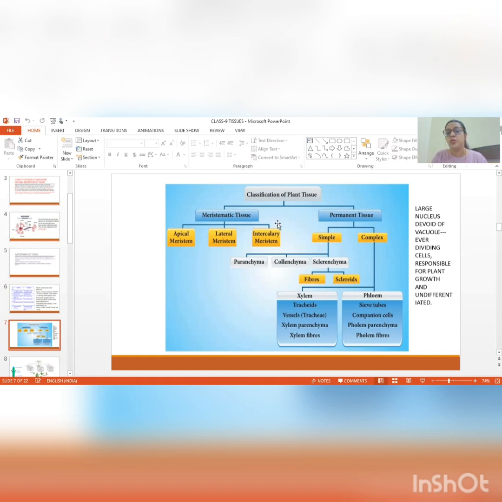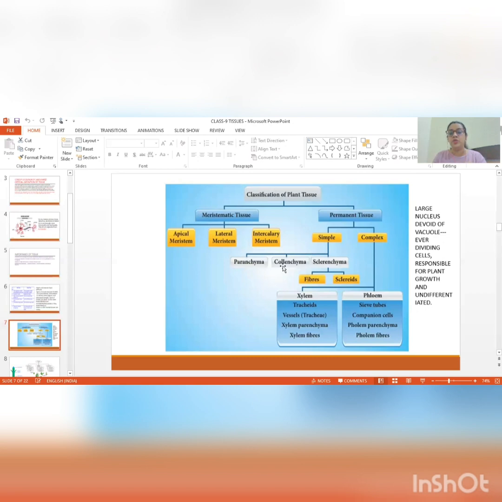The meristematic tissue, after maturity, becomes the permanent tissue, and differentiation is the attaining of a particular shape and size and a particular function. Meristematic tissue, on the basis of where they are placed, is divided into three types: apical meristem, lateral meristem, and intercalary meristem. Whereas permanent tissues are of two types, simple and complex. Simple means they are made up of only one kind of cells, while complex means they are made up of more than one kind of cells.